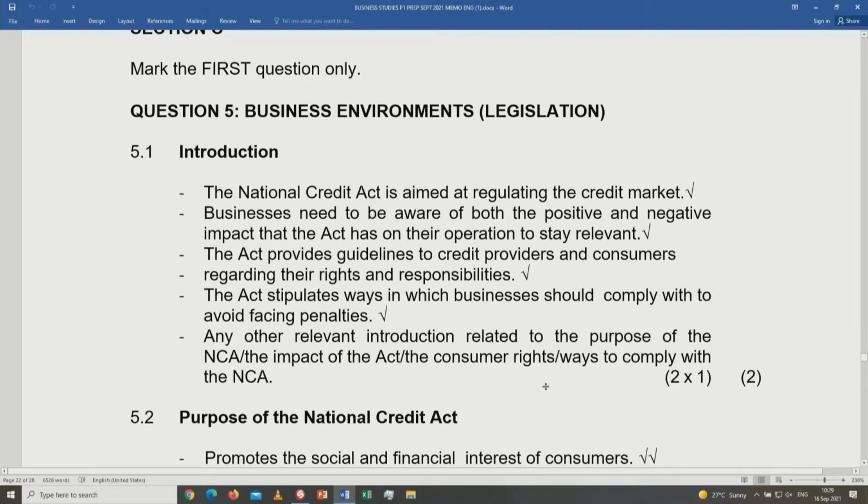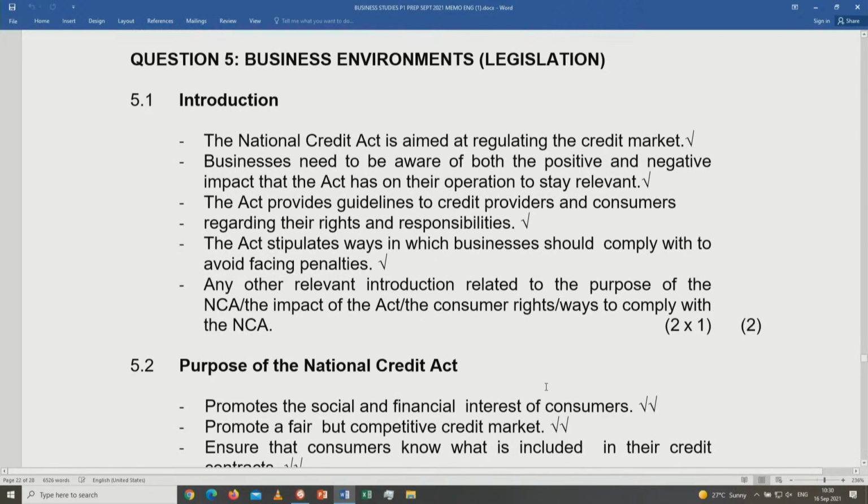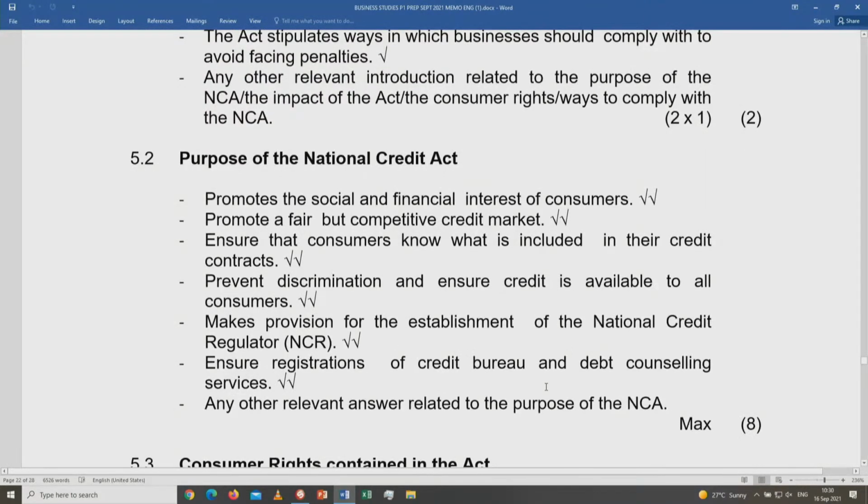And then any other relevant introduction related to the purpose of the National Credit Act or the impact or the consumer rights or the ways to comply, 2 marks. The purpose now of the National Credit Act. The purpose is to promote the social and financial interests of consumers, 2 marks.